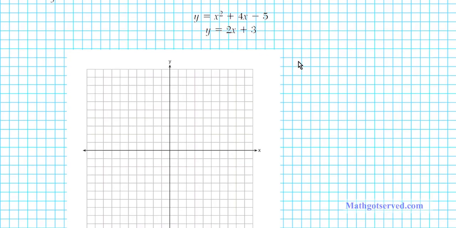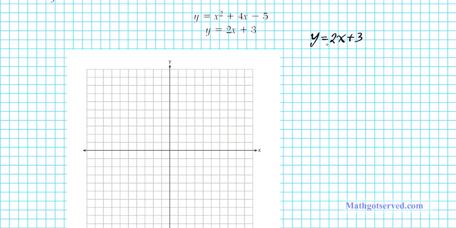So this is an excellent problem where we can use a graphing calculator, but we also have to clearly illustrate our graph on this grid right here. What I'm going to do is start with the easy one first. The easy graph to draw is the line y equals 2x plus 3.